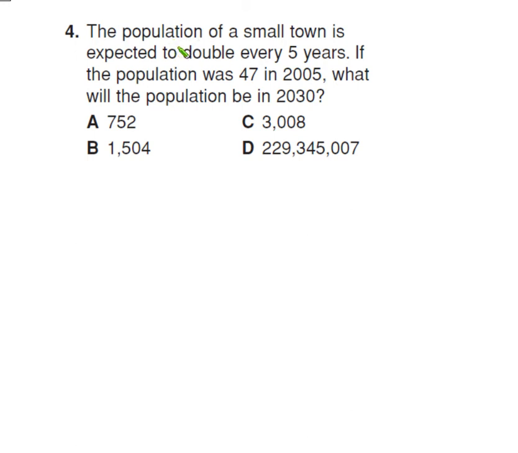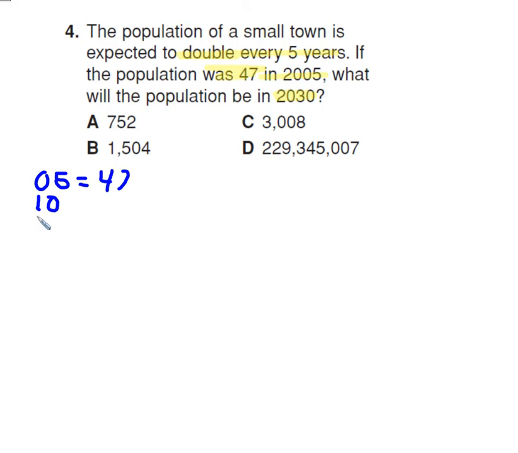The population of a small town is expected to double every 5 years, so times 2 every 5 years. If the population was 47 in 2005, what will the population be in 2030? So in 05, it was 47. And then in 10, it's going to double. It's going to be that times 2.